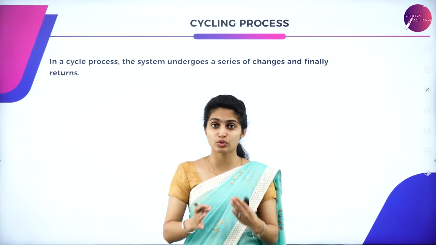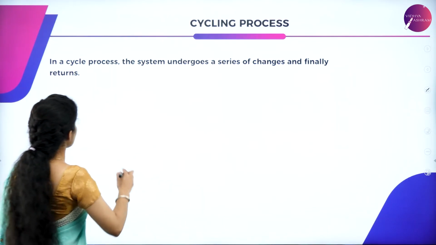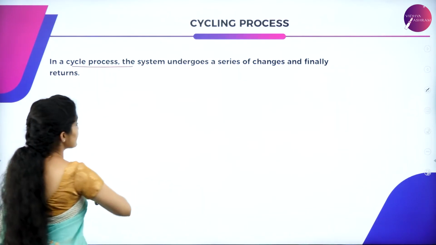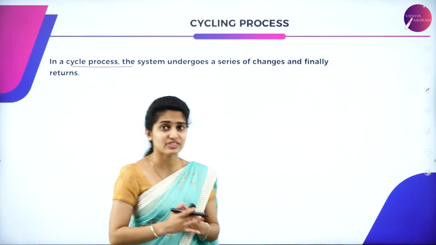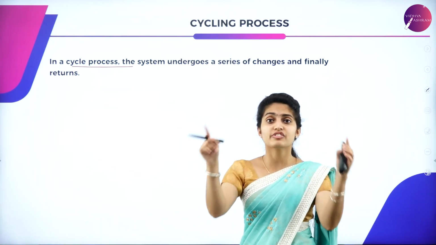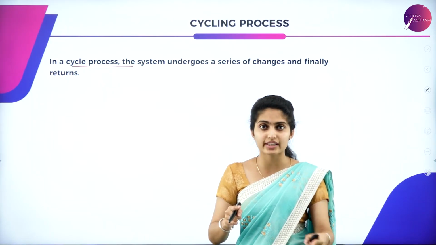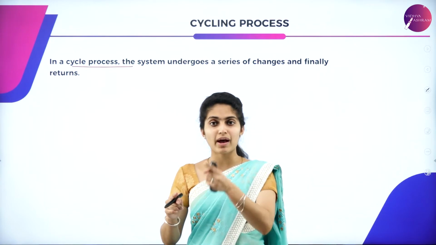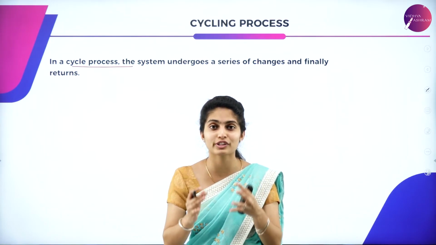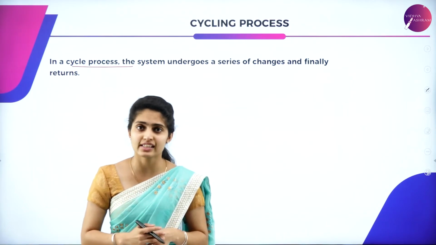A cyclic process is also called a cycle process. Here in a cyclic process, what happens? You all have seen a cycle. Why is it called a cycle? Because the wheels start turning, that is, again and again it rotates. The one which rotates and gets back to an initial position is always called a cyclic process or just a cycle process.